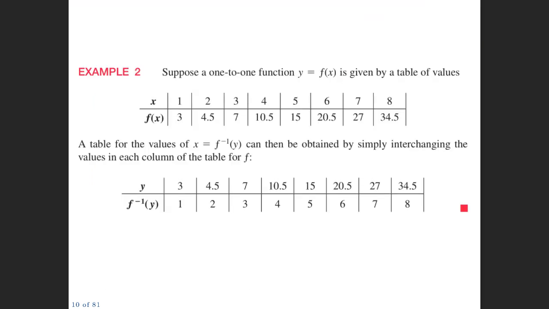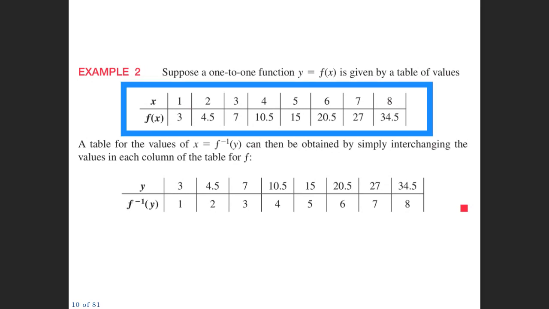Example 2 from your textbook. Suppose a 1-to-1 function, y equal to f of x, is given by a table of values. Then we can make a table of values for x equal to f inverse of y just by turning this table upside down. For example, if y is 3, then f inverse of 3 must be 1. Why? Because f of 1 is equal to 3. So we're just turning the table upside down.